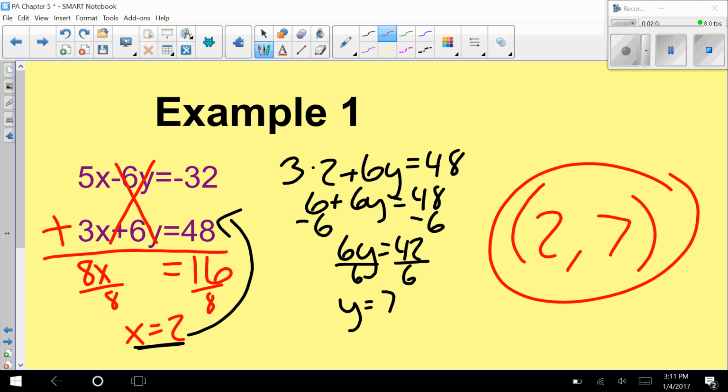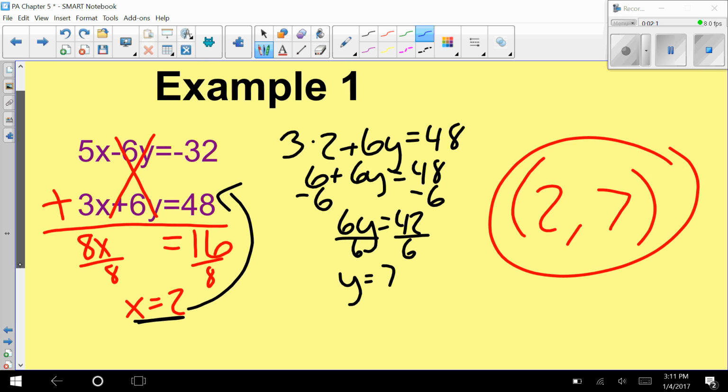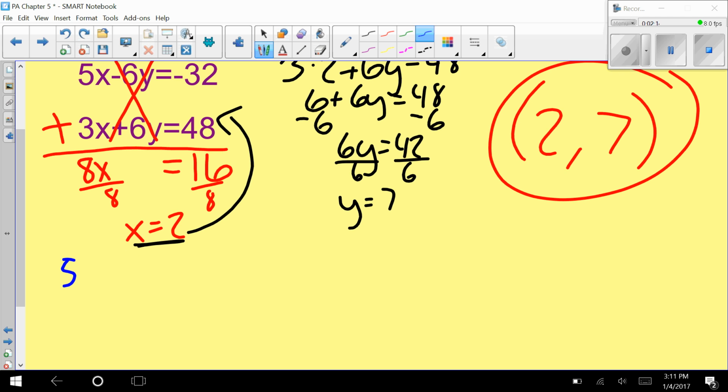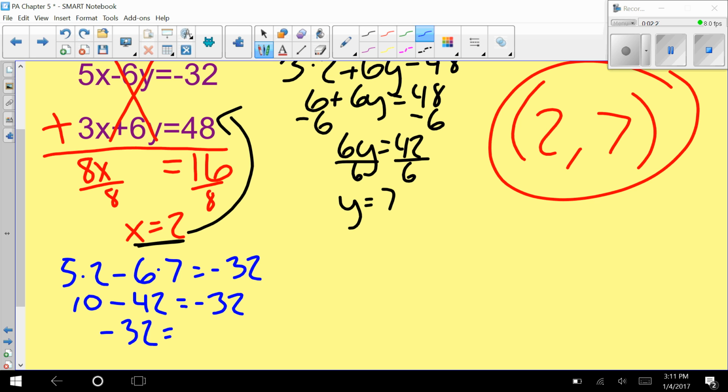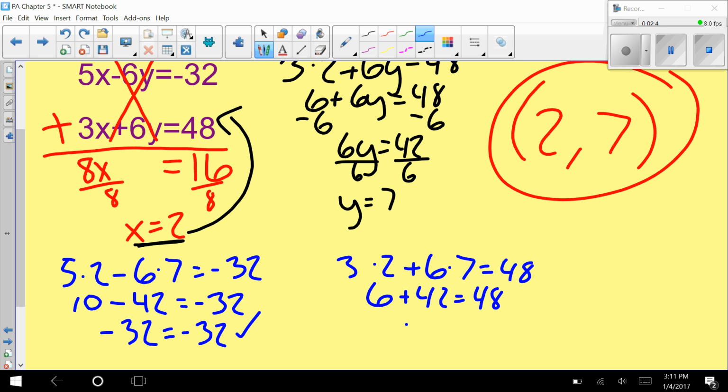That is elimination. Now let's check just to be sure we got the right solution. So 5 times my x, which is 2, minus 6 times my y, which is 7, should equal negative 32. 5 times 2 is 10, minus 6 times 7 is 42. 10 minus 42 is negative 32, so it works. Now let's check the other one. 3 times x, which is 2, plus 6 times y, which is 7, should equal 48. 3 times 2 is 6, plus 42. 6 plus 42 is 48, so it works. There's my solution, 2, 7.